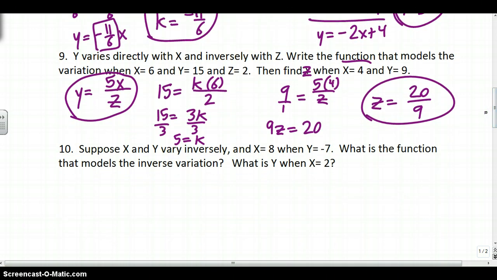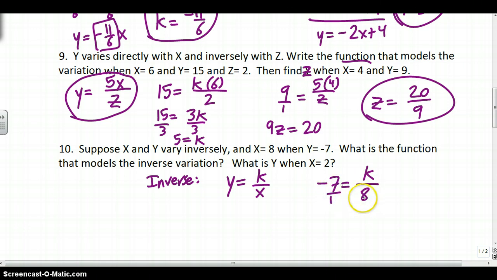And lastly, for this video, number 10, suppose x and y vary inversely. Okay, inverse variation uses this formula, y equals k over x. Remember, if it's inverse, it's going to be in the bottom. X equals 8 when y equals negative 7. So, plug in negative 7 for y and 8 for x. Once again, to solve for k, you can cross multiply. You get negative 56 equals k. Plug that back in here, and you get y equals negative 56 over x.